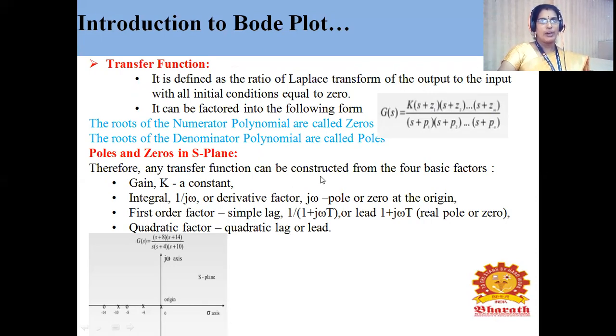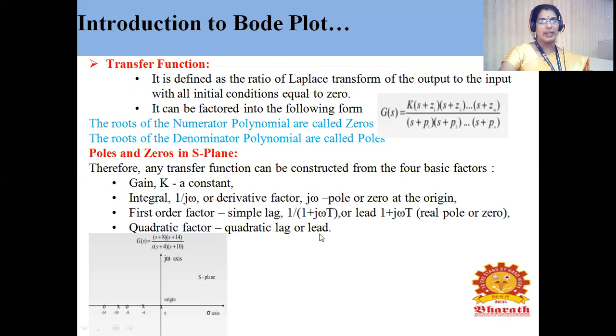The transfer function can be constructed from four basic factors: gain K, a constant; integral factor 1 by j omega; a derivative factor j omega. 1 by j omega represents the poles and j omega represents the zeros. Numerator polynomial is representing zeros and the denominator polynomial is representing the poles. So that is nothing but poles or zeros at the origin.